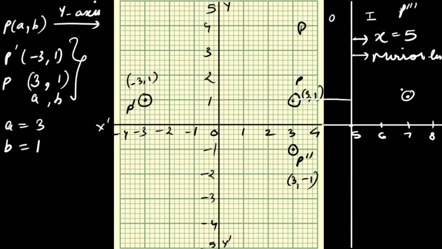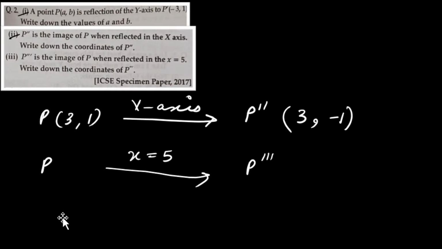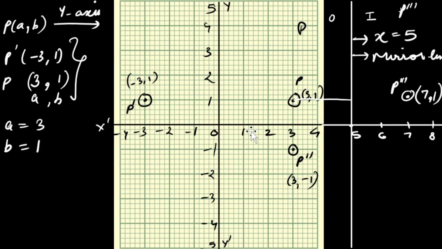Jayashree has given the point 7 comma 1. Yes, that's correct. You can see the point I have gotten here is opposite to 7 along the x-axis and opposite to 1 along the y-axis. So this point is P triple dash and it is 7 comma 1. Yes, even Harry has given the answer. So this question is completed. We just had to find the coordinates after different reflections. Let's do the next question now.